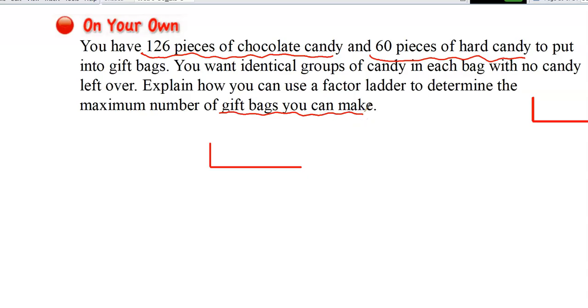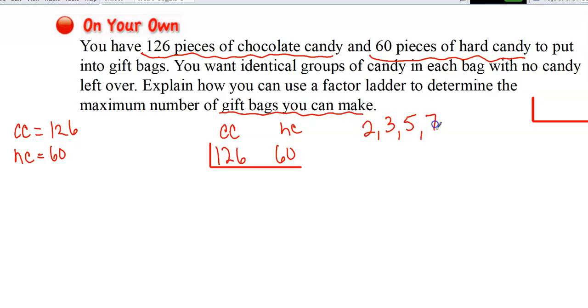And so I also like to abbreviate on this one. I would do CC equals chocolate candy, and I would do HC equals hard candy, and those are my numbers. And so when I put 126 and 60 into my factor ladder, I abbreviate the CC and the HC. So this is the point where you've got this written in your notes, and you should pause it, make your list of prime factors, and then do your factor ladder and see if you can figure out how many gift bags, the maximum number of gift bags you can make.